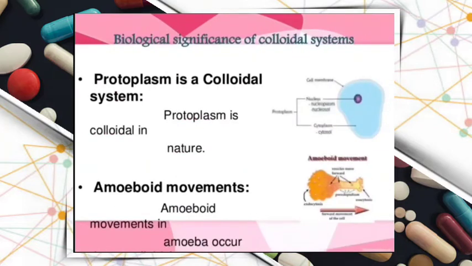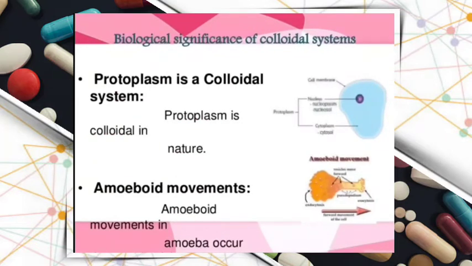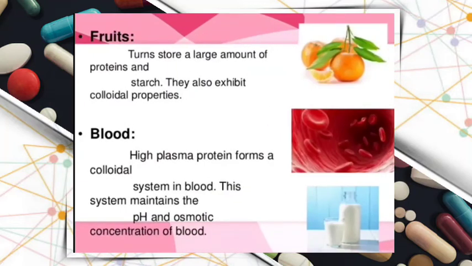Then the biological significance of colloidal systems. First, protoplasm is a colloidal system. Protoplasm is colloidal in nature. Amoeboid movement: the amoeboid movement in amoeba occurs due to this. Fruits contain a large amount of protein and starch, and they also exhibit colloidal properties. And the blood: the high plasma protein forms a colloidal system in the blood. This system maintains the pH and osmotic concentration of blood.